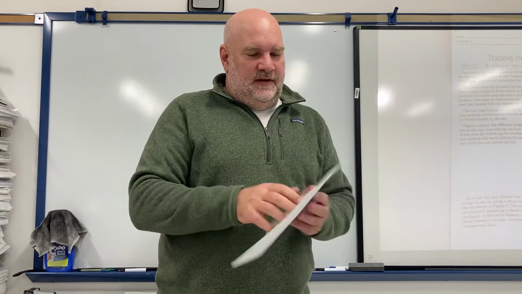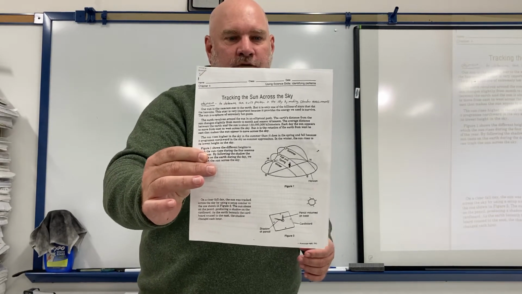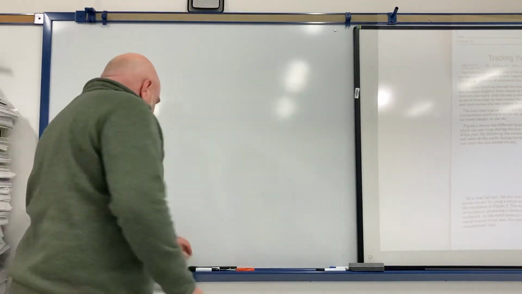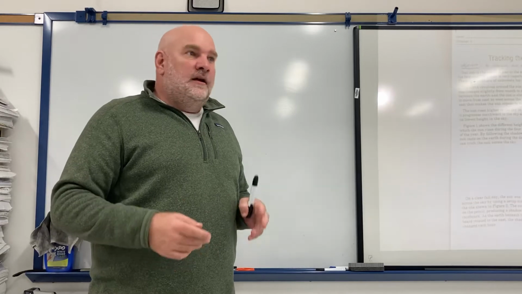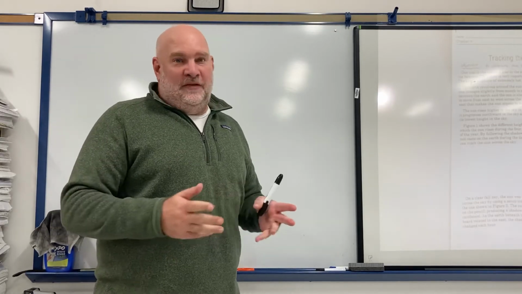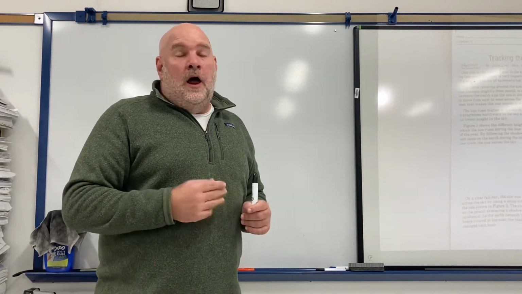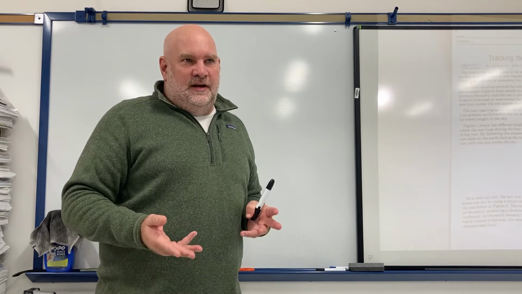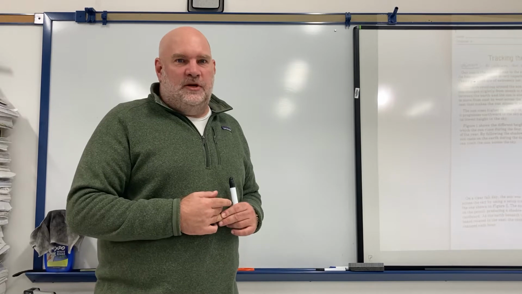Okay, so this lab that we're going to be doing today is tracking the sun across the sky. Tracking the sun. Now, if you want to study how the sun moves across the sky, one way you can do that is by looking at the sun, all right? However, that's a dangerous way of doing it unless you have proper safety equipment. Another way you can do it, which is much easier and less dangerous, is by studying the sun's shadow and making measurements of the sun's shadow.